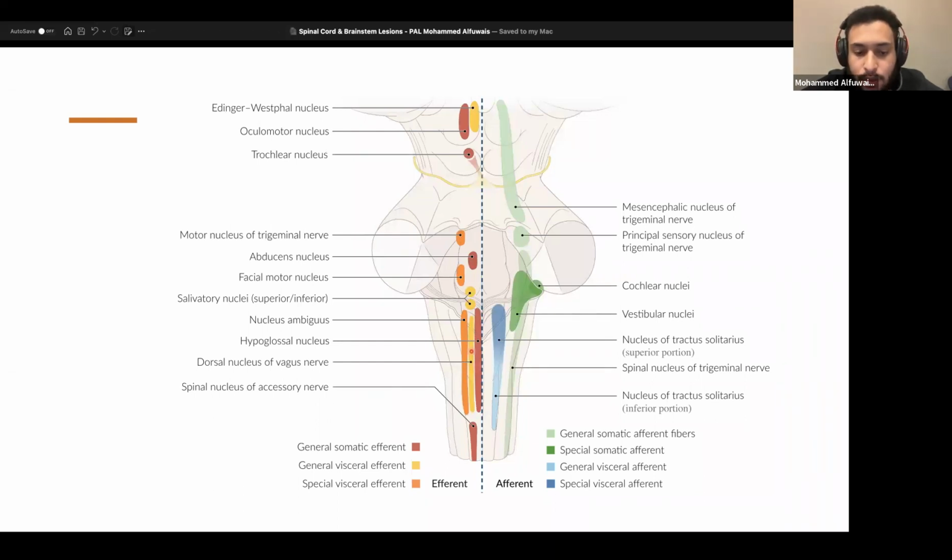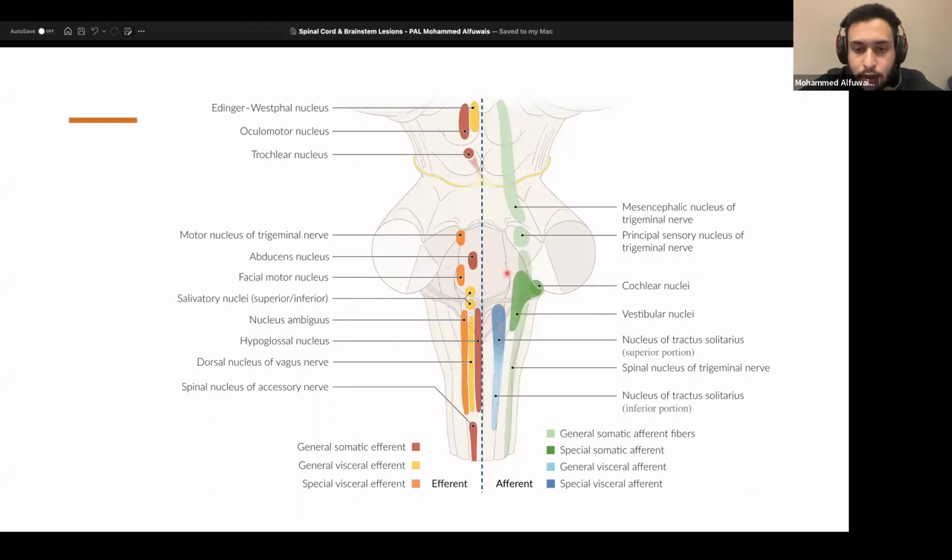Then you'll have the dorsal nucleus of the vagus nerve. Then you have the nucleus ambiguus. The nucleus ambiguus is important because it is responsible for the motor functions of the vagus and glossopharyngeal nerves. Because of this, you'll have dysphagia if you have a lesion in the nucleus ambiguus. Then this whole nucleus right here, the nucleus tractus solitarius, is responsible for taste sensations. So that's pretty much that in terms of the nuclei.